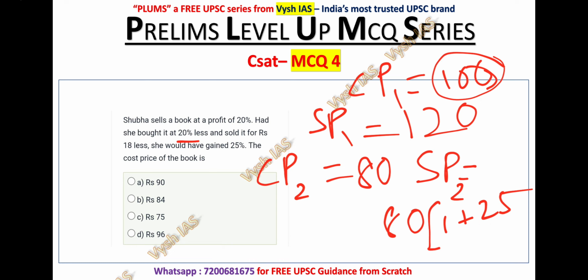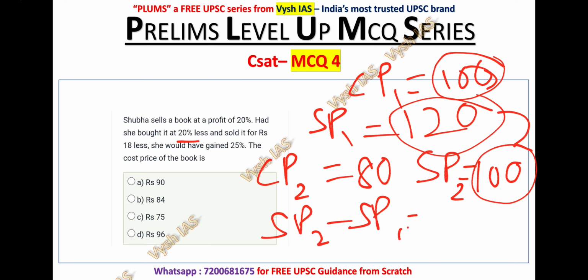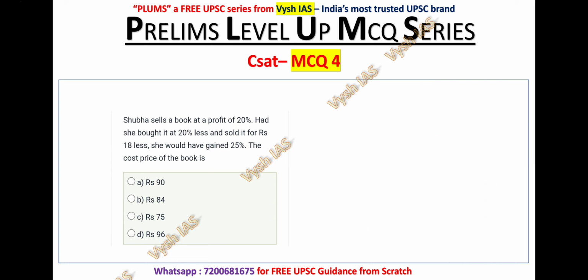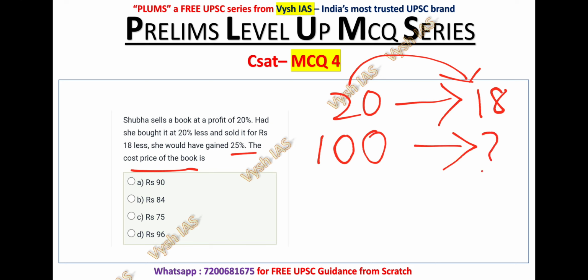We have got SP2 as 100, and SP1 is 120. The difference between these two, SP1 minus SP2, is 20. But the real difference is given as 18. The real difference is 18 and we have got 20. So if 20 corresponds to 18, and they are asking the cost price of the book, what we have assumed as the cost price of the book is 100. And what will be the actual value? This is what we have to find.